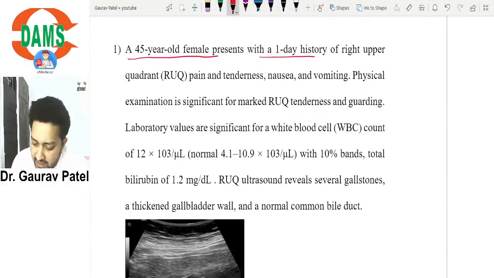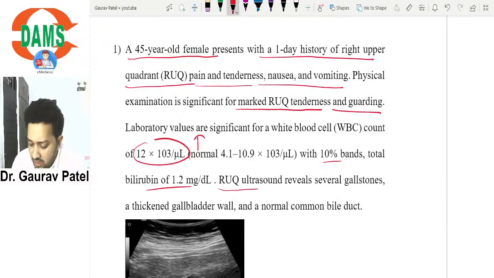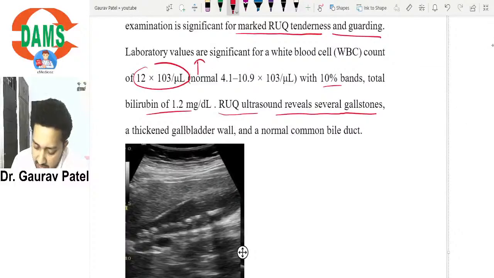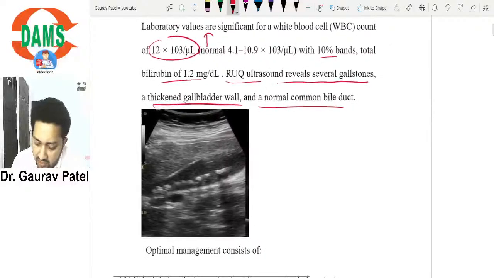A 45-year-old female, 1 day history of right upper quadrant pain and tenderness, nausea, vomiting. Marked right upper quadrant tenderness and guarding. Laboratory values say WBCs are high, 10% band cells in neutrophils, again suggestive of some inflammation or infection. Total bilirubin is towards the higher side. Right upper quadrant ultrasound reveals gallstones and a thickened gallbladder wall and a normal common bile duct. So what do you think is the diagnosis?